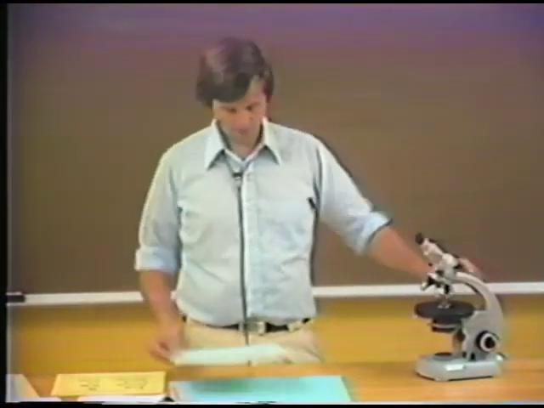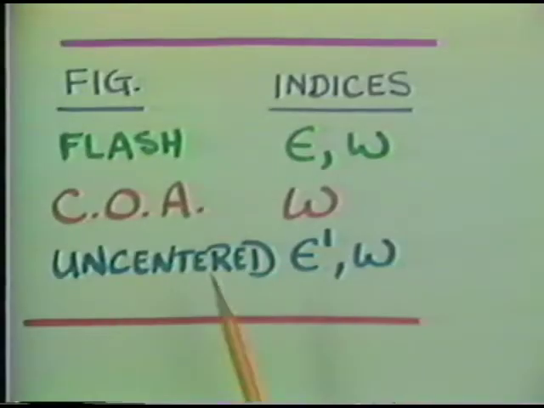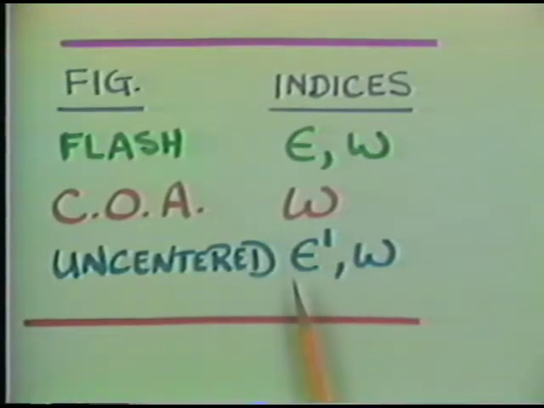So I just want to remind you again that if you want to determine these indices of refraction, epsilon and omega, you need to pay attention to what orientation you have, which is told by the interference figure. The flash figure, you can get both epsilon and omega. In the centered optic axis figure, only omega. In the uncentered figure, omega and epsilon prime, which is a refractive index somewhere between epsilon and omega.